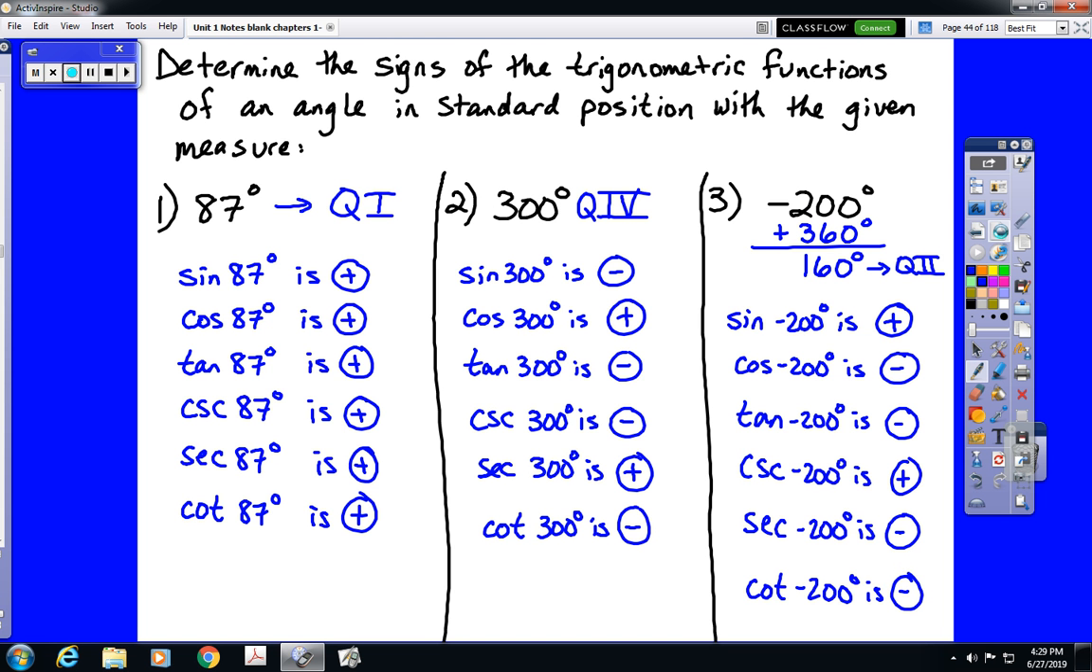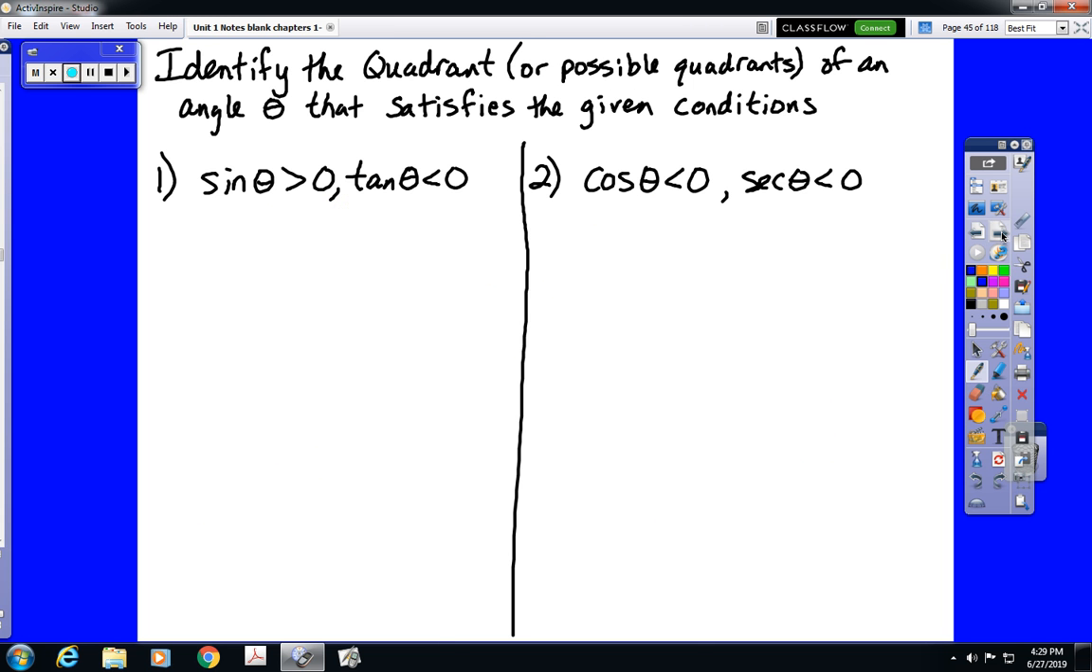Now let's look at one that's a little bit harder. Identify the quadrant, or possibly quadrants, of an angle theta that satisfies the given conditions. So we're looking to figure out what quadrant would have angles where the sine is positive and the tangent is negative. That's what this is saying. Greater than 0 would be positive, and less than 0 would be negative.